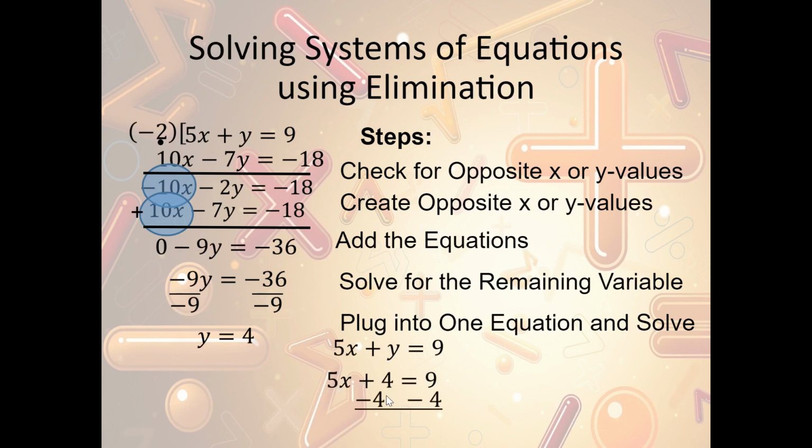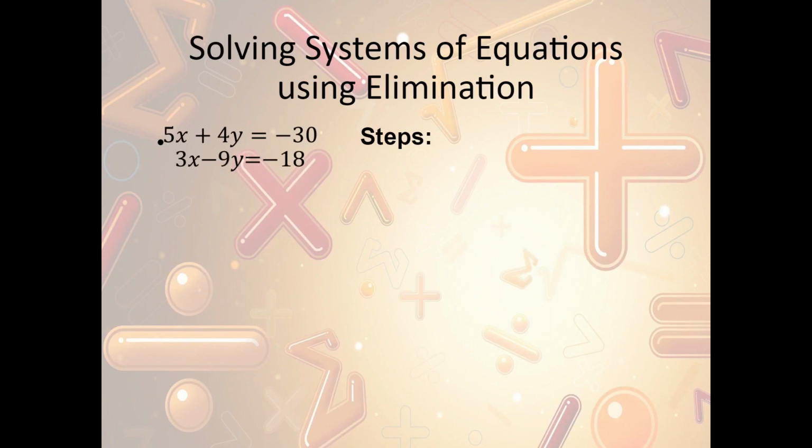And I get 5x is equal to 9 minus 4, which is 5. Divide both sides by 5, and I get x is equal to 1. Now let's take a look at another example.